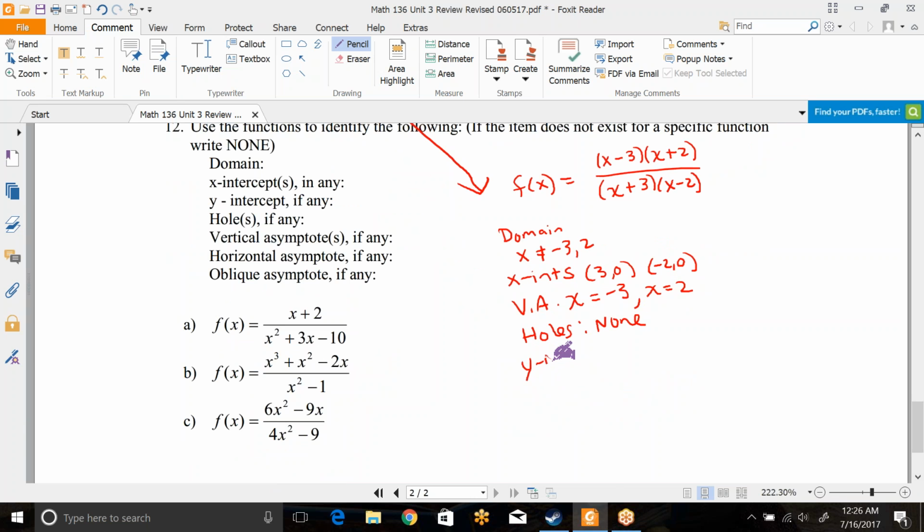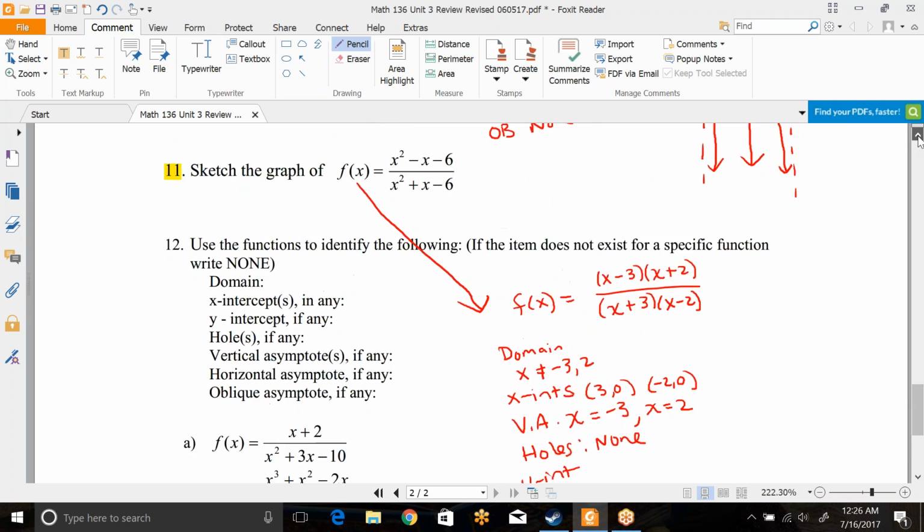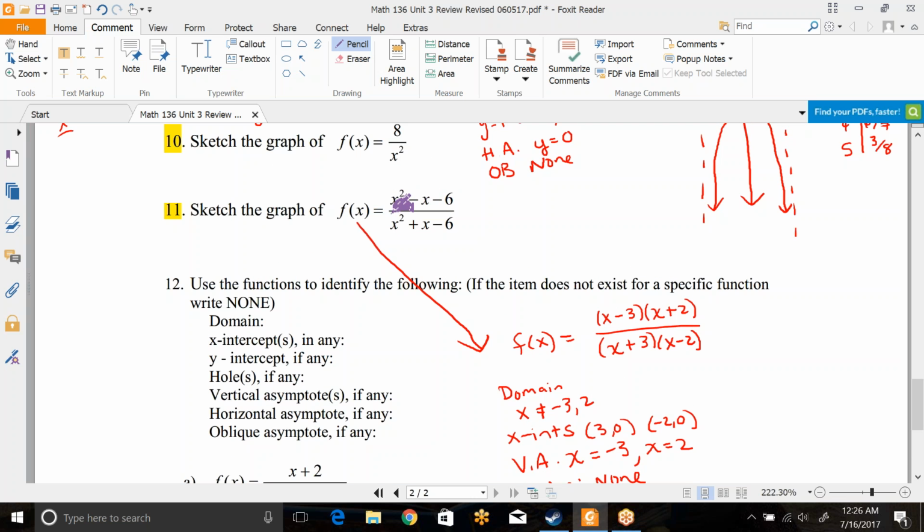Let's see, y-intercept. If we plug in zeros for all the x's in the original, notice if I just go back up here, 0 squared minus 0 minus 6 over 0 squared plus 0 minus 6. That's just going to be negative 6 over negative 6. That's positive 1.